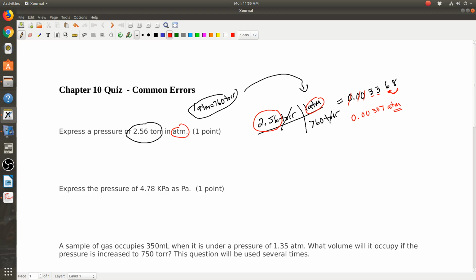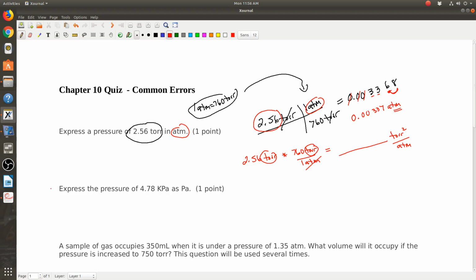Some of the common errors for this one is instead of dividing, they multiply by 760 torr. Well, that's not going to work. Atmosphere is not going to cancel. It's not going to show up. Torr and torr can't cancel. So you end up with some weird number, and your unit would actually be torr squared over 1 atmosphere because nothing canceled. So make sure your units are canceling. It's the same kind of question for the next one, so I'm not going to go over that.